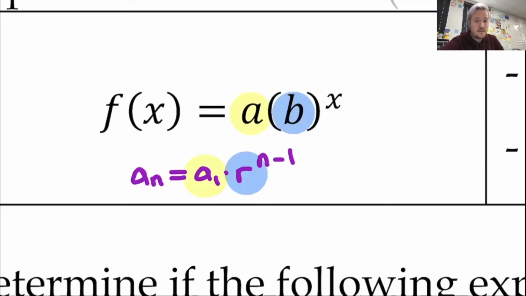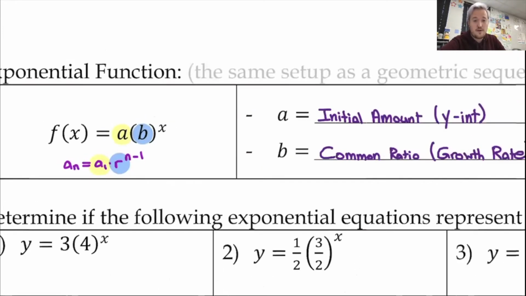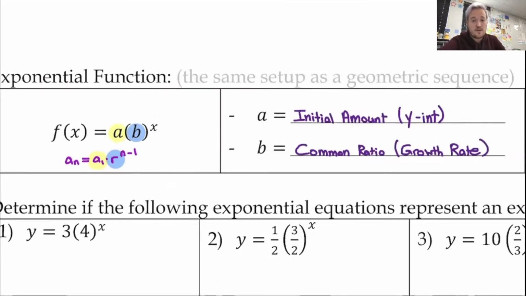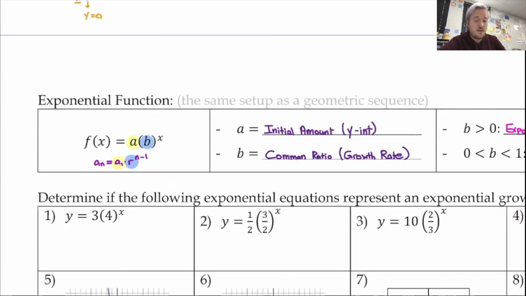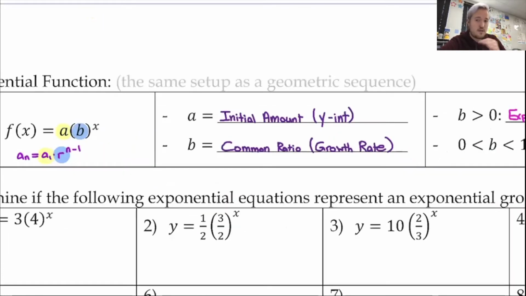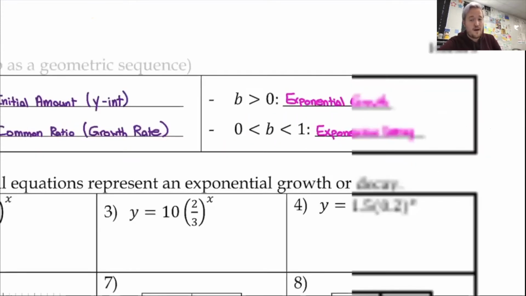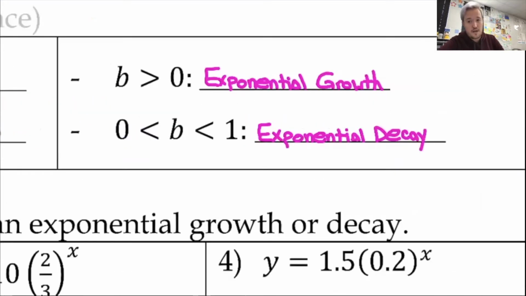So they're very similar. All right, so your a value is your initial amount, or the first term, but it's also your y-intercept, whereas your b value is your common ratio, which is your growth rate. All right, so your growth rate is very important here. So your b value is really the most important component of the entire equation. So your b value is also going to tell you if it's a growth or a decay.